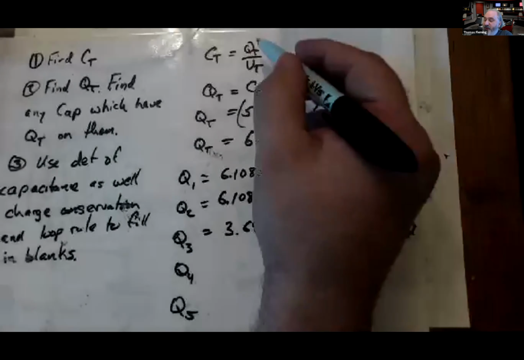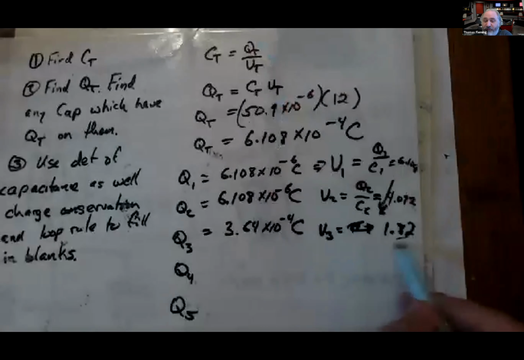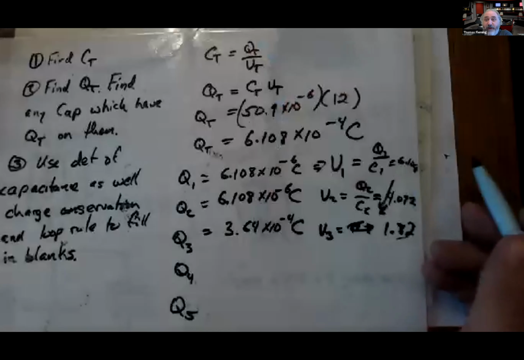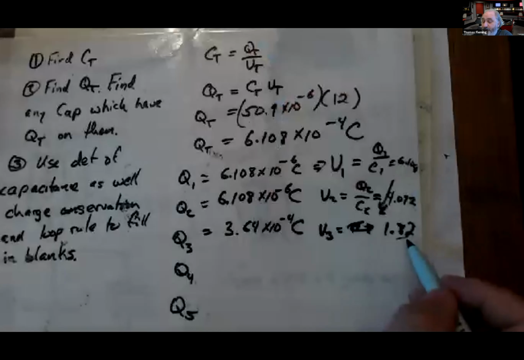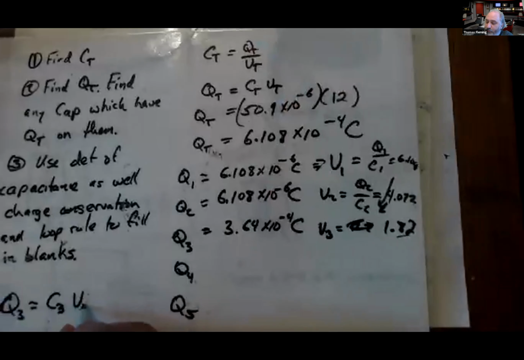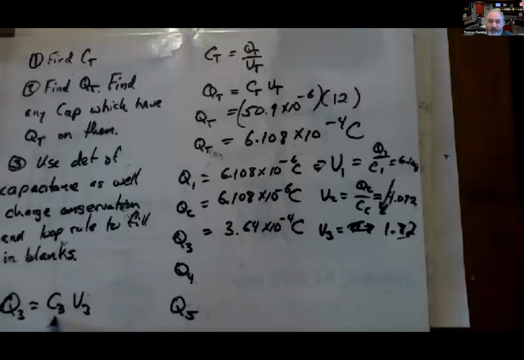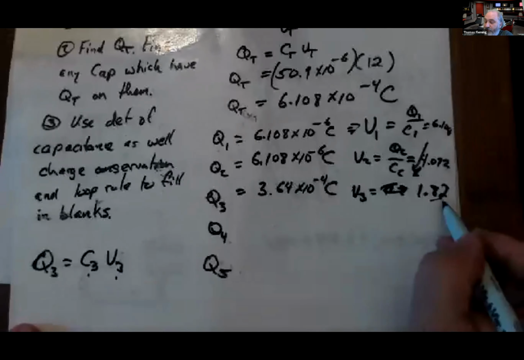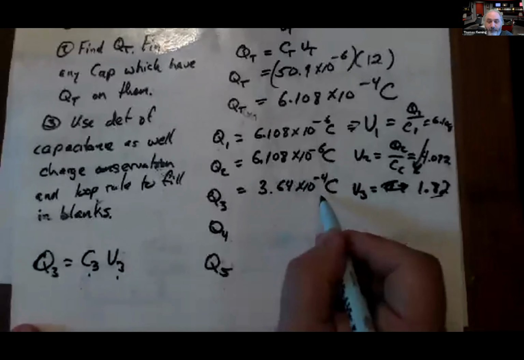So I'm using the definition of capacitance. I figured out this, right, by subtracting the 2 voltages that I knew about from the 12 that I knew I had to have total, and that was what was left. Then I said that Q3 had to equal C3 times V3. So I plugged in C3, that's 200 microfarads. I plugged in V3, that's 1.82 volts. And when I do that, I get this.